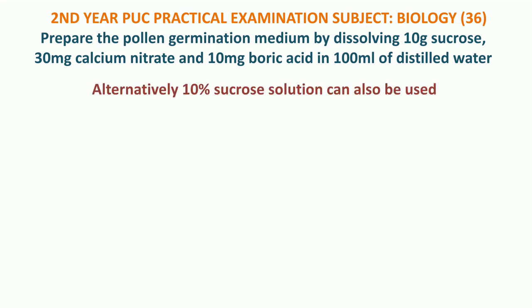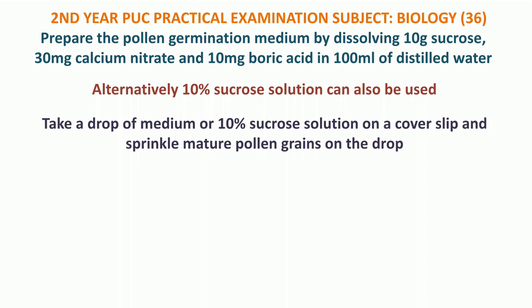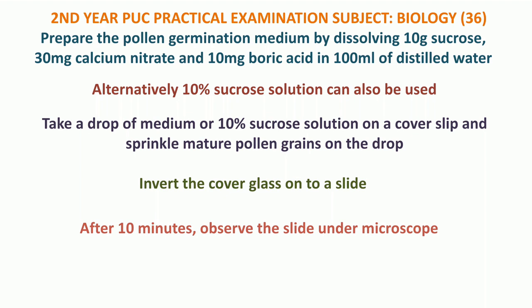Alternatively, a 10% sucrose solution can be used directly in this experiment. It is provided by the examiner in the examination hall. Take a few drops of medium or 10% sucrose solution on a slide and sprinkle the matured pollen grains in the drop, then place a cover slip. Invert the cover glass onto a slide. After 10 minutes, observe the slide under the microscope.